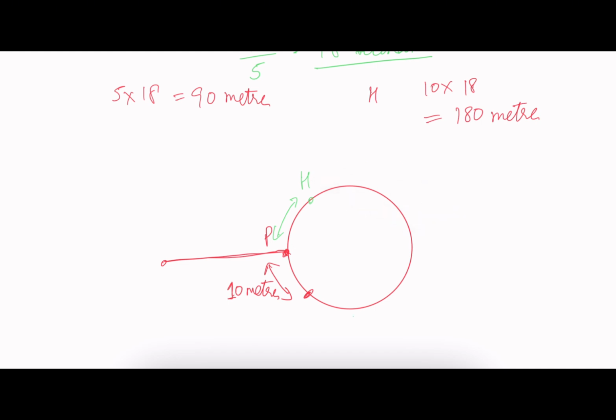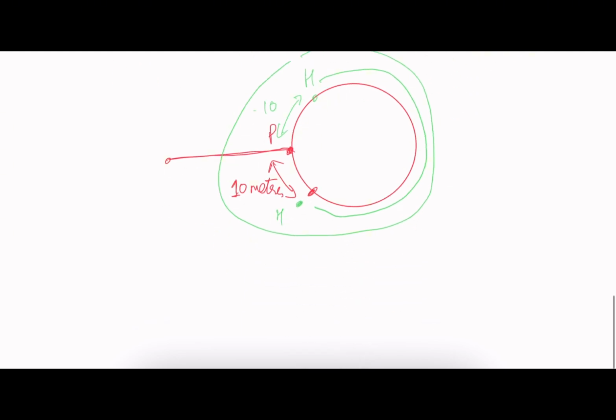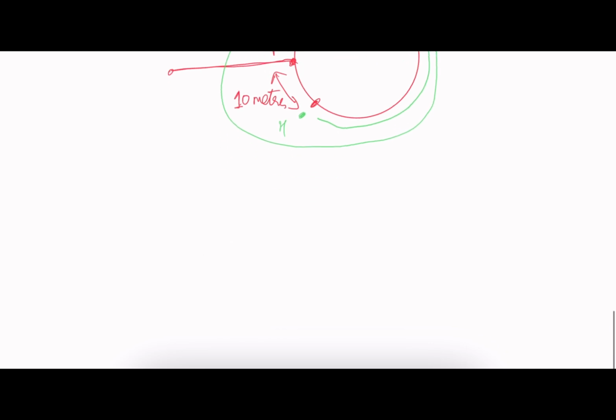In one cycle he's going to cover 100 meters, and this is 10 plus 10, 20, and he only has to cover 80 more meters. So 80 would be this, and Harshit's position is also going to be the same as Parth's position. So let's try to draw this again.